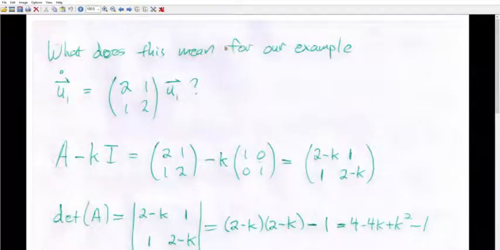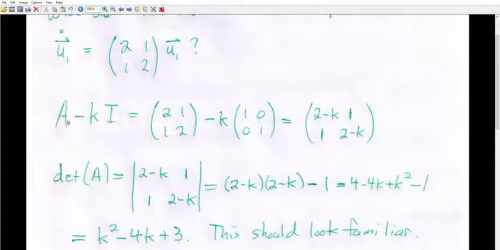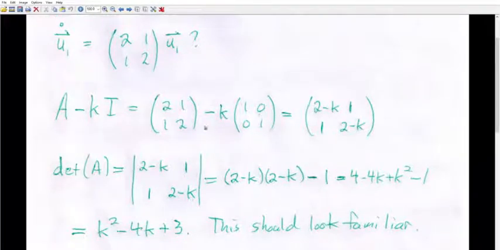So what does this mean for our example? Our example is U1 dot equals the matrix 2, 1, 1, 2 times U1. A minus KI is the matrix 2, 1, 1, 2 minus K times our identity, 1, 0, 0, 1. Now when you do algebra here, what you end up with is 2 minus K, 1, 1, 2 minus K.